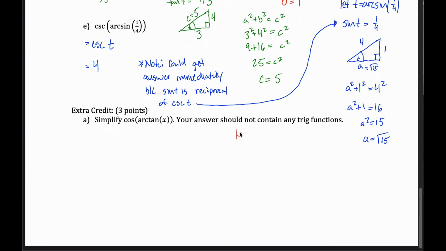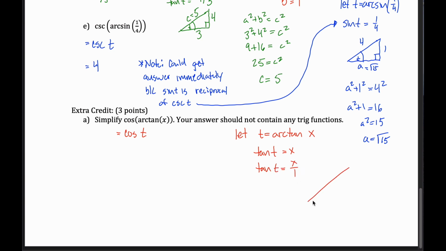What we want to do is first do a substitution. So in this case, T will be the arctangent of x. If T is the arctangent of x, then the cosine of the arctangent of x is really just the cosine of T. If T equals the arctangent of x, then the tangent of T must be equal to x. I'd prefer to write x as a fraction so that I can draw my right triangle. So instead of calling it x, I'm going to call it x over 1.